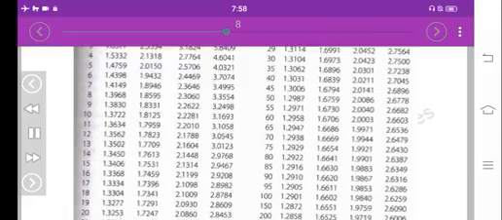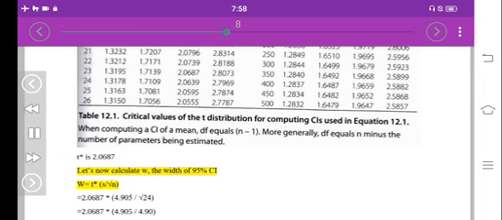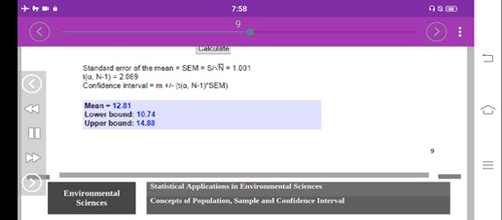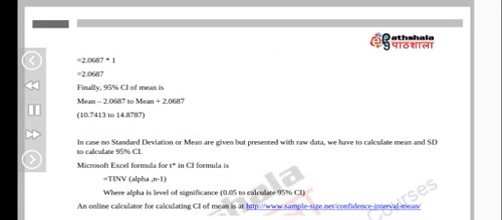The width of 95% CI, W equals t times S divided by the square root of N, equals 2.0687 times 4.905 divided by the square root of 24, equals 2.0687 times 1, equals 2.0687. Finally, the 95% CI of the mean is mean minus 2.0687 to mean plus 2.0687, which is 10.7413 to 14.8787.